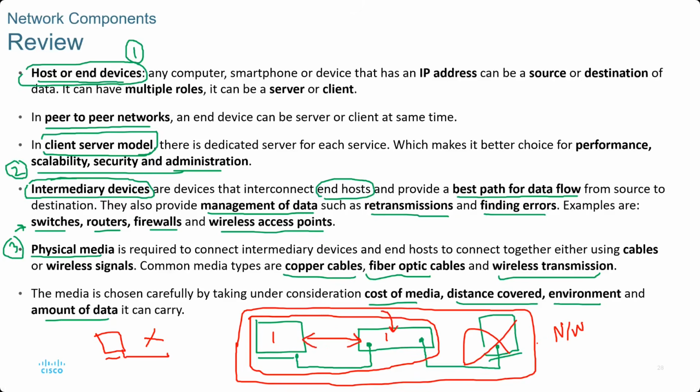So the smallest network you can have, which is very useful, would at least consist of two end devices, which would be interconnected using some sort of physical media, either wireless media or cable media. So I hope that is clear.